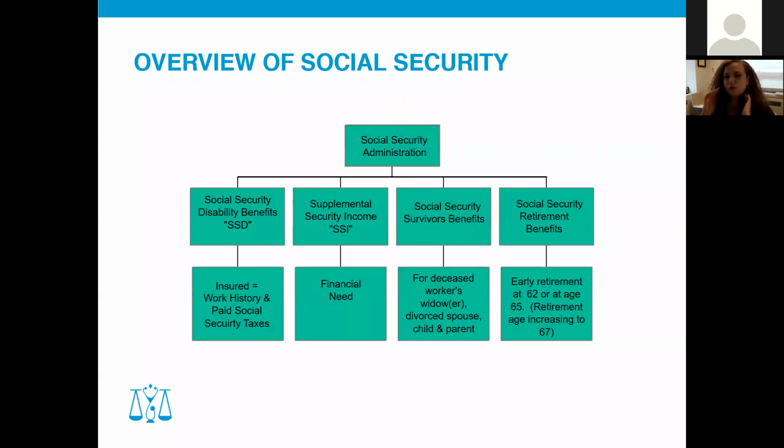So a quick overview of Social Security. The Social Security Administration administers different types of benefits: Social Security disability benefits, SSI, survivors benefits, and retirement benefits. All of them are slightly different, and today we're going to talk about the first two, the SSD and SSI portion of it.